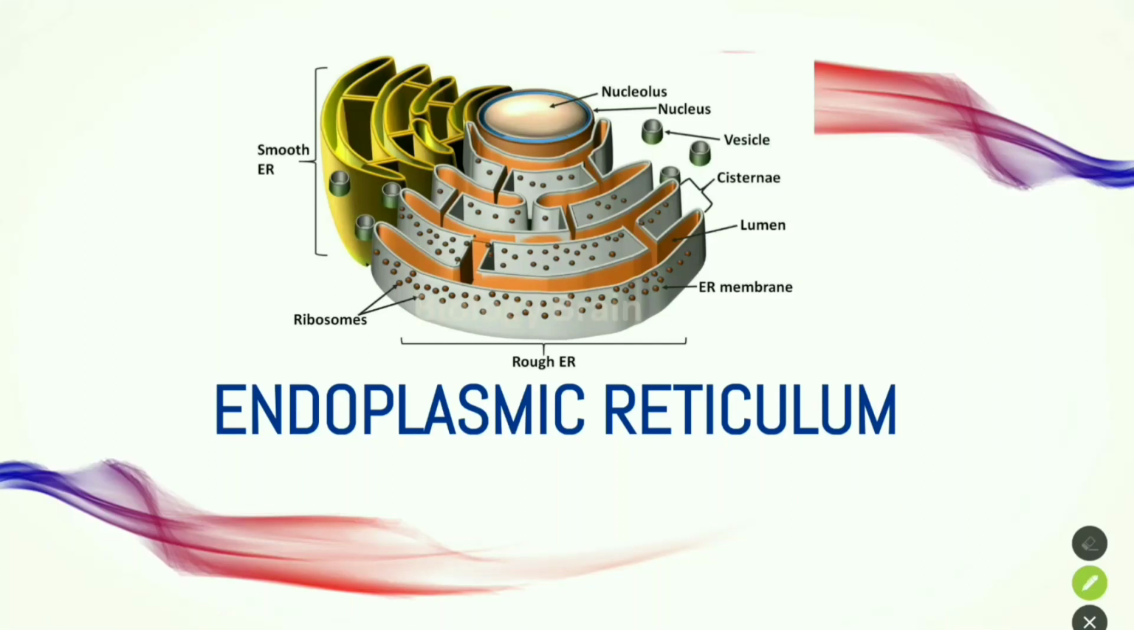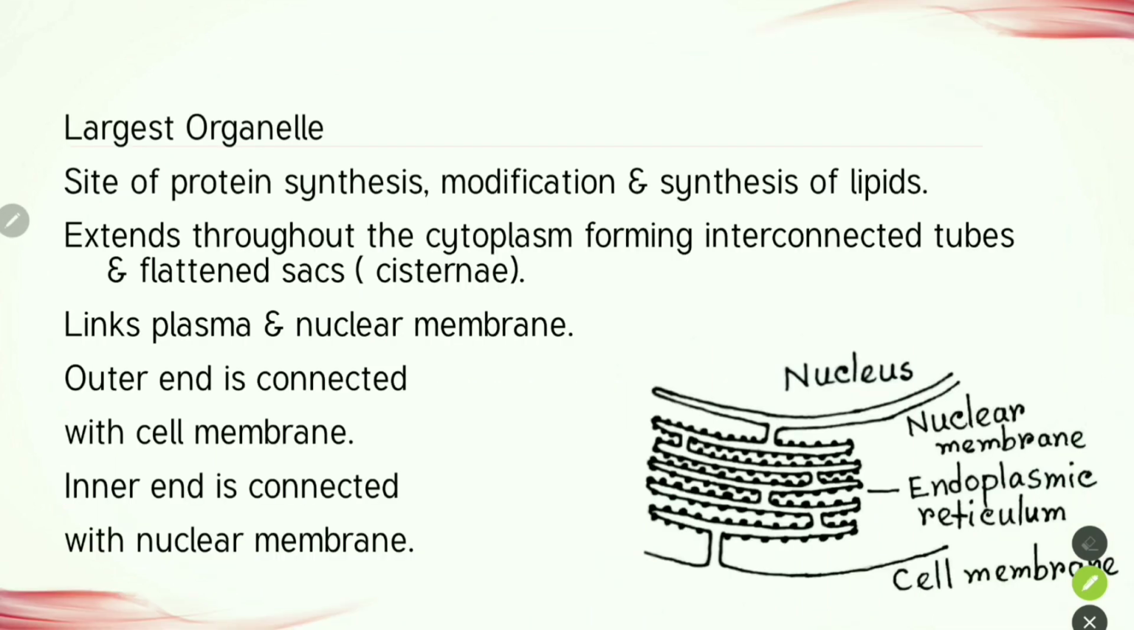Today we will understand endoplasmic reticulum. Endoplasmic reticulum is the largest organelle. It is a site of protein synthesis, modification and synthesis of lipids. Endoplasmic reticulum is a system of membranes that extends throughout the cytoplasm of plant and animal cells, forming interconnected tubes and flattened sacs called cisternae.